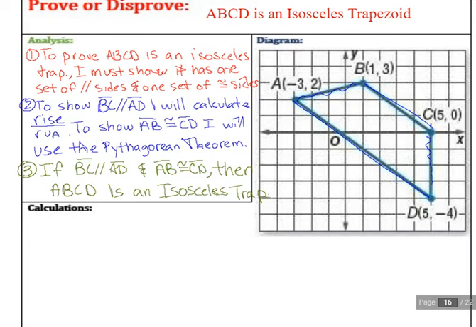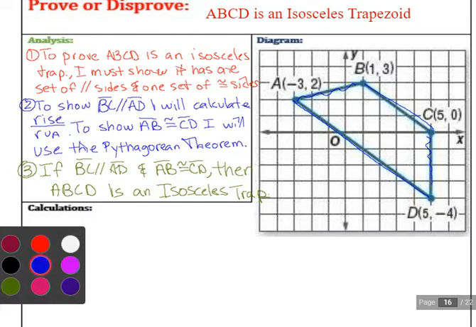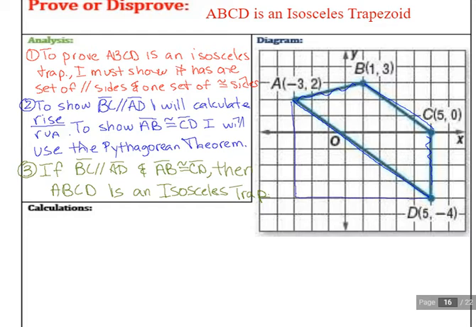So if I show, and I can actually see these, meaning the slopes have to be the same and the sides have to be the same length, then ABCD is an isosceles trapezoid. Okay, so in the calculations, I just have to do what I said I was going to do. So let's start with the slope calculations, right? I'm going to use rise over run, which means I'm going to count 1, 2, 3, 4, 5, 6. So I'm dropping 6.